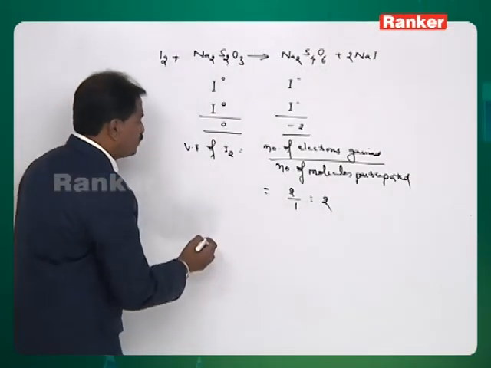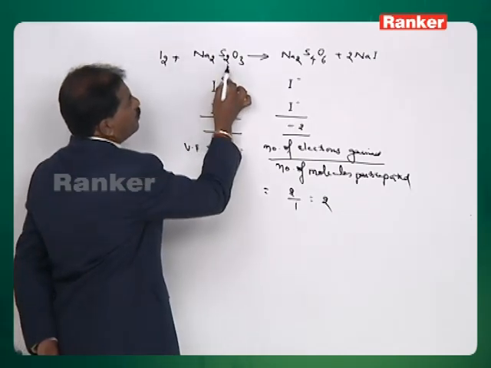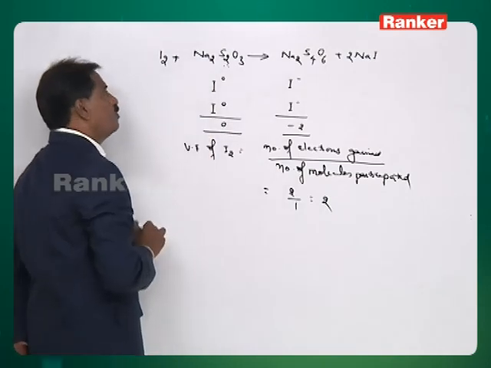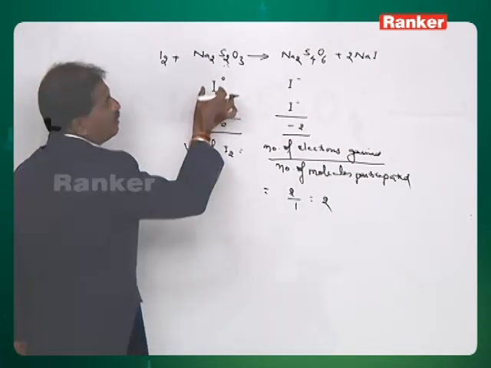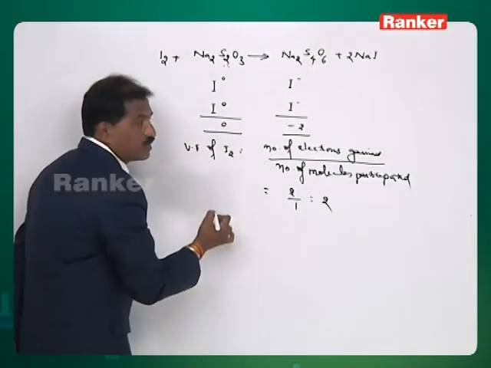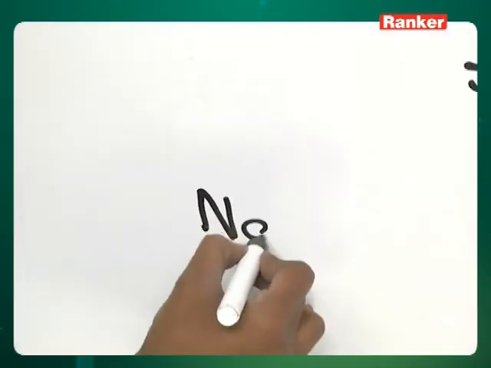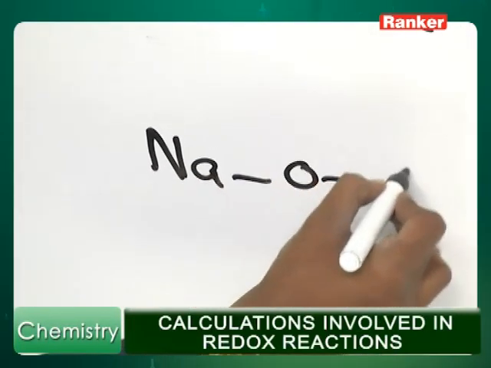Similarly, for hypo, see what is the change in the oxidation state of the hypo from reactant side to product side. For that purpose, we should have an idea about the structure of Na2S2O3. Based on the structure only, we can find out the change in oxidation state. I will show the structure first.